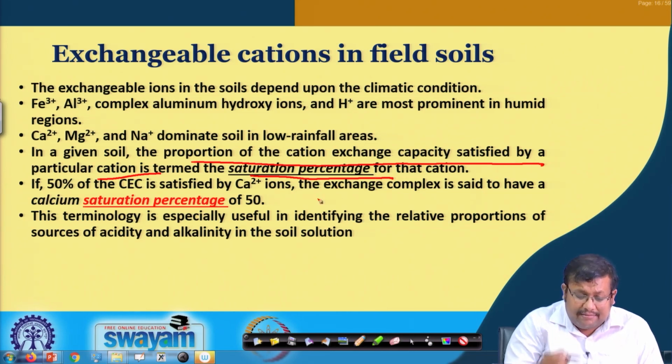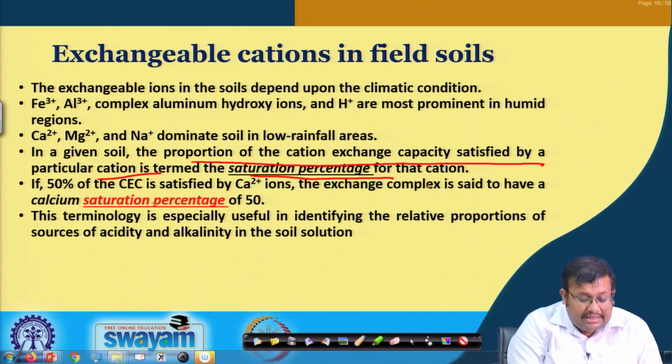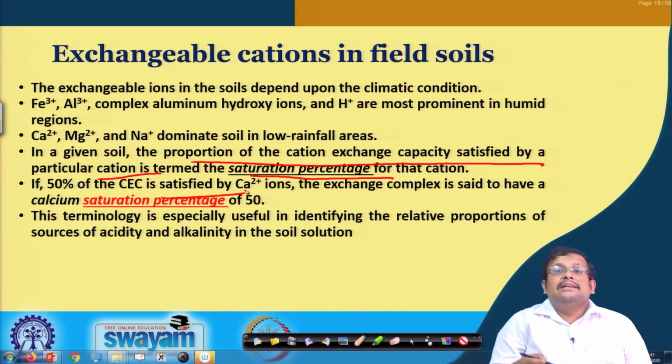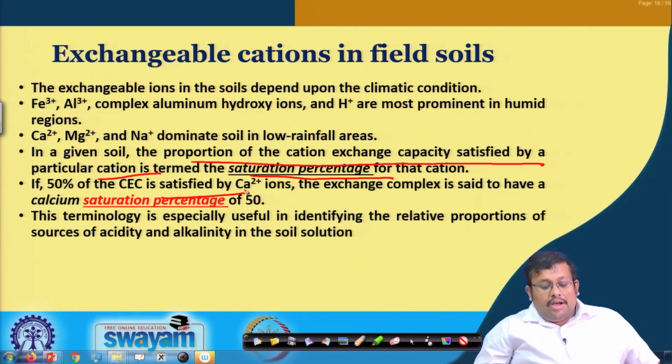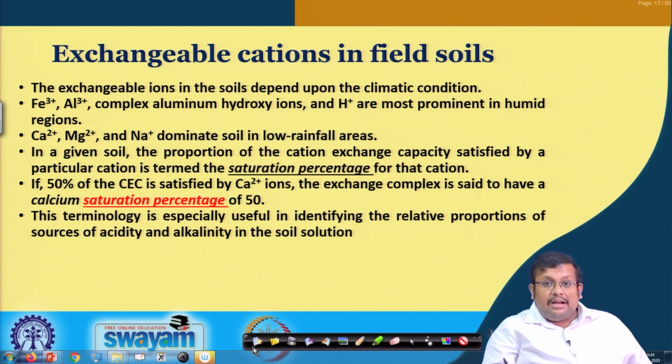In other words, the saturation percentage of a cation is represented by the fraction of the cation exchange capacity which is explained by that particular cation. So, if 50% of the CEC is satisfied by calcium ions, the exchange complex is said to have a calcium saturation percentage of 50. This terminology is especially useful in identifying the relative proportion of sources of acidity and alkalinity in the soil solution. So, this saturation percentage is very important, and we will see another important term, base saturation percentage, in the coming lecture.